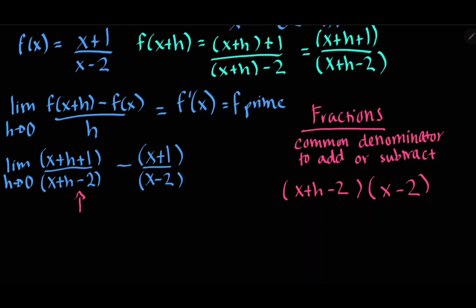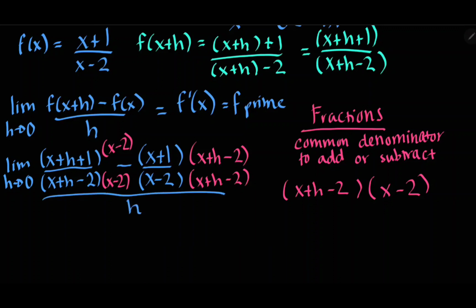So this first term doesn't have the x minus 2 in the denominator, so we need to multiply both the top and the bottom by that value. We have to do the same for the second term and multiply by the other denominator, which is x plus h minus 2. This way they will have common denominators. This whole thing's going to have h on the denominator.